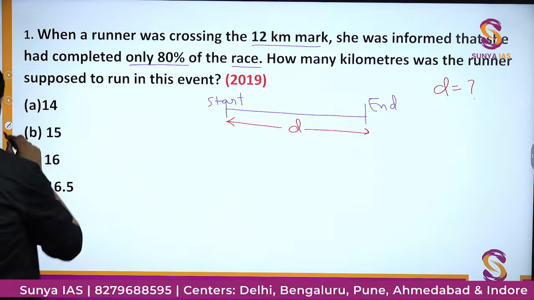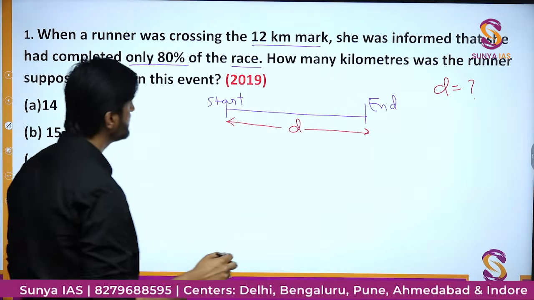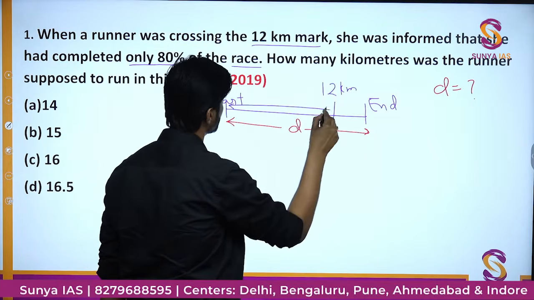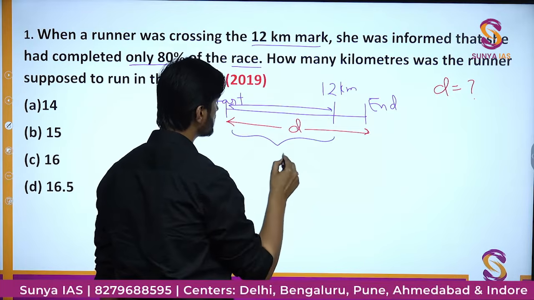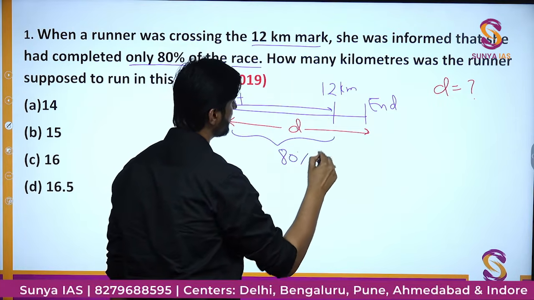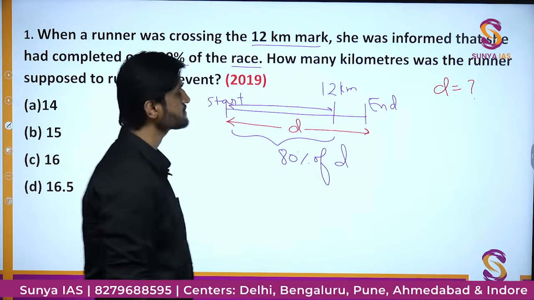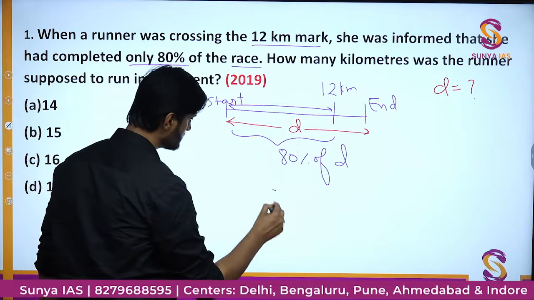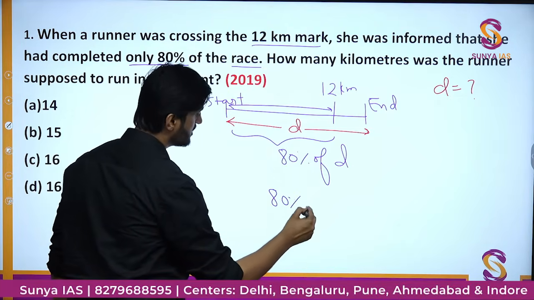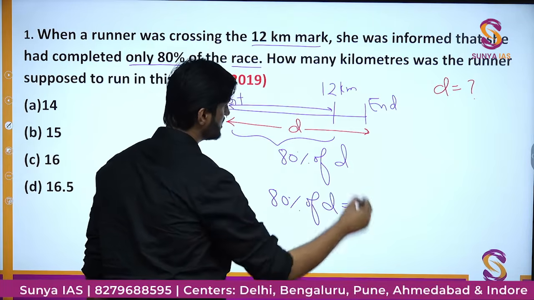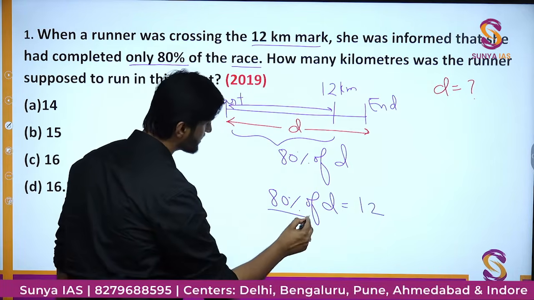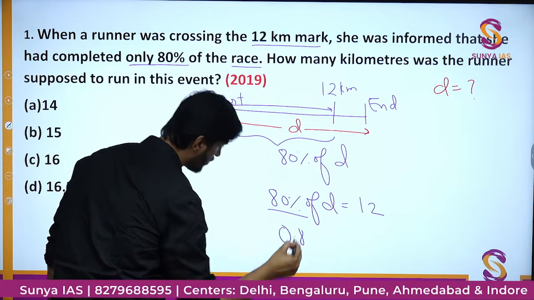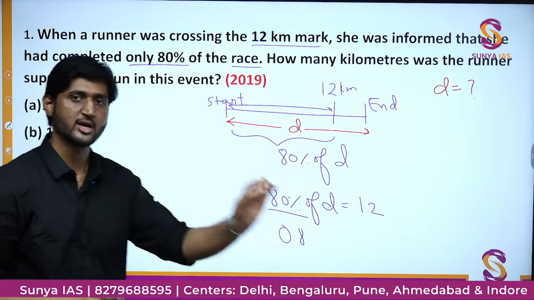Now how much has that person actually completed? So she has completed up to here, she has completed 12 kilometers, right? And she is told that this 12 kilometers is nothing but 80% of the total distance, that is d. This is another way of saying it. So basically what we have to say here is that 80% of d, that is the total distance, is equal to 12. We can further simplify this 80% as what? 0.8. Very correct. So this is the way we have to follow. Whenever you see 80%, just think in mind 0.8, nothing else.